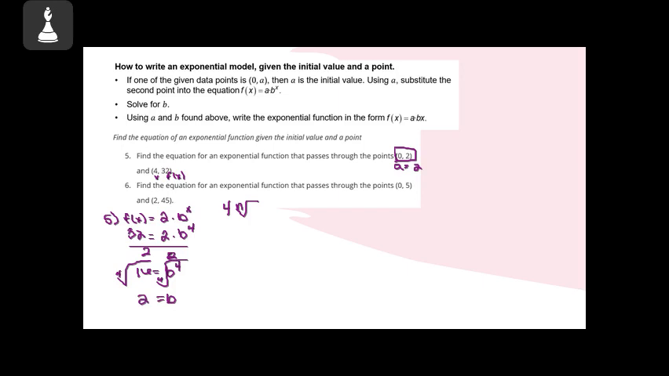The 4th root of 16 is 2 because 2 times 2 is 4, times 2 is 8, times 2 is 16. So that means our final equation is 2 times 2 to the x power.